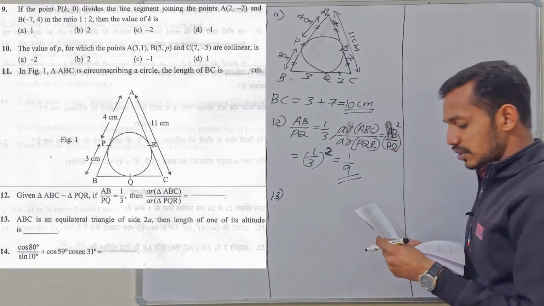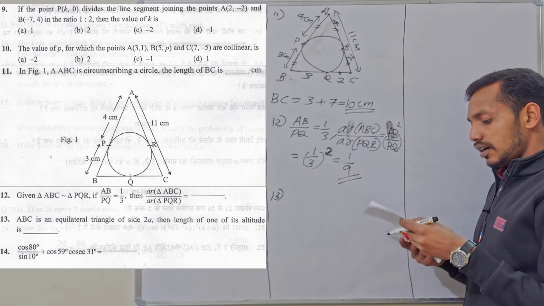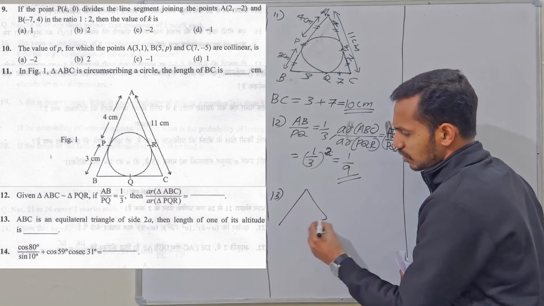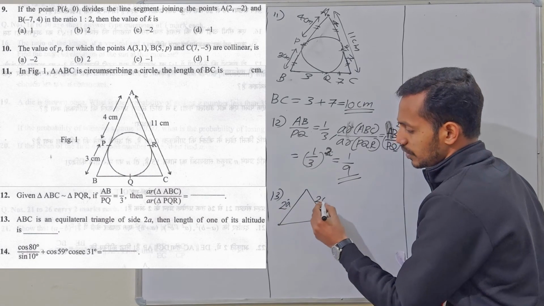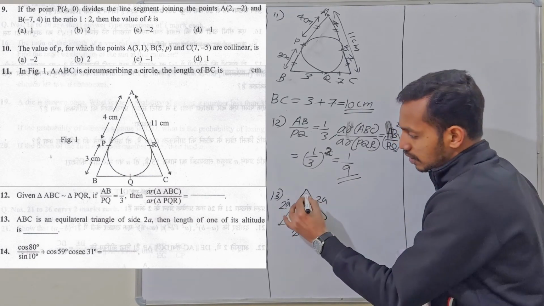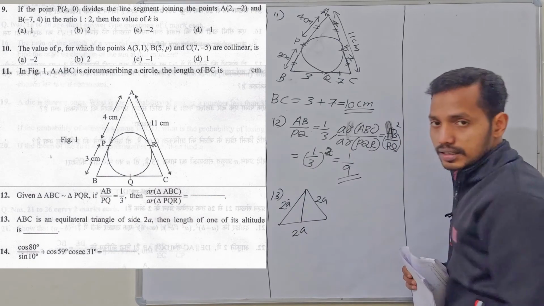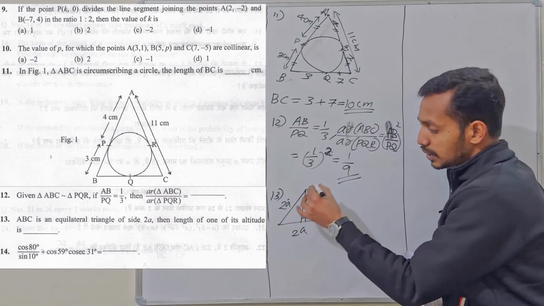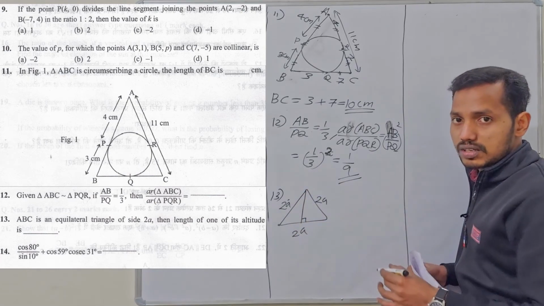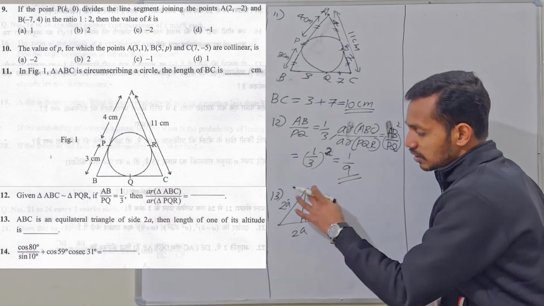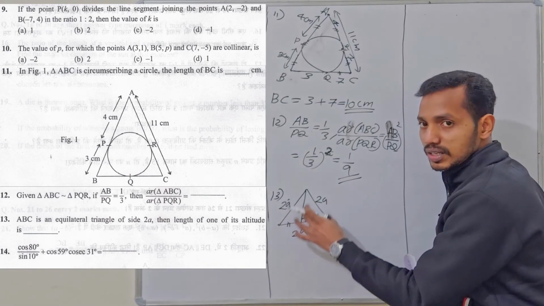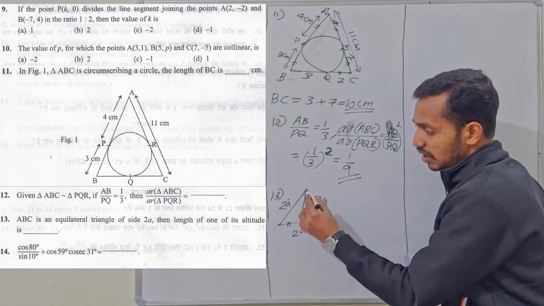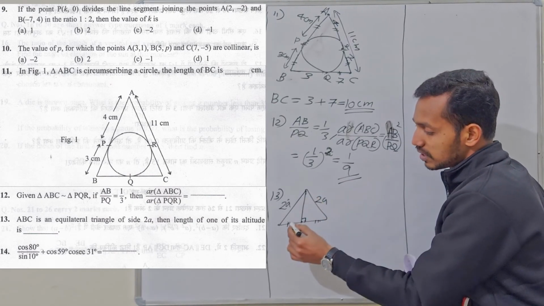Question number 13 is that ABC is an equilateral triangle of side 2A, then find the length of one of its altitudes. This is a very simple question. From small classes onwards we are doing this one. We have to find the height, or length of one of its altitudes. We all know that the altitude and median of an equilateral triangle and isosceles triangle are the same. Altitude means it is making perpendicular, and median means it is bisecting.